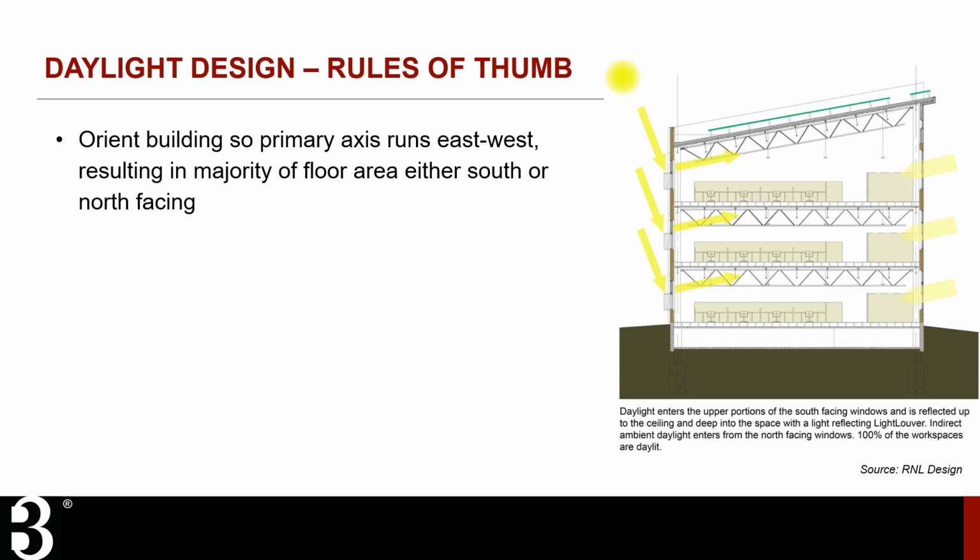There are some basic rules of thumb for daylight design. The first is to orient the building along the east-west axis to maximize the southern and northern exposure. As we see in this diagram of the National Renewable Energy Lab building, glazing on the south and north facades allows for daylight to fill the space by entering from both directions, without the hard-to-control low sun angles that we get on the east and west facades during morning and afternoon.